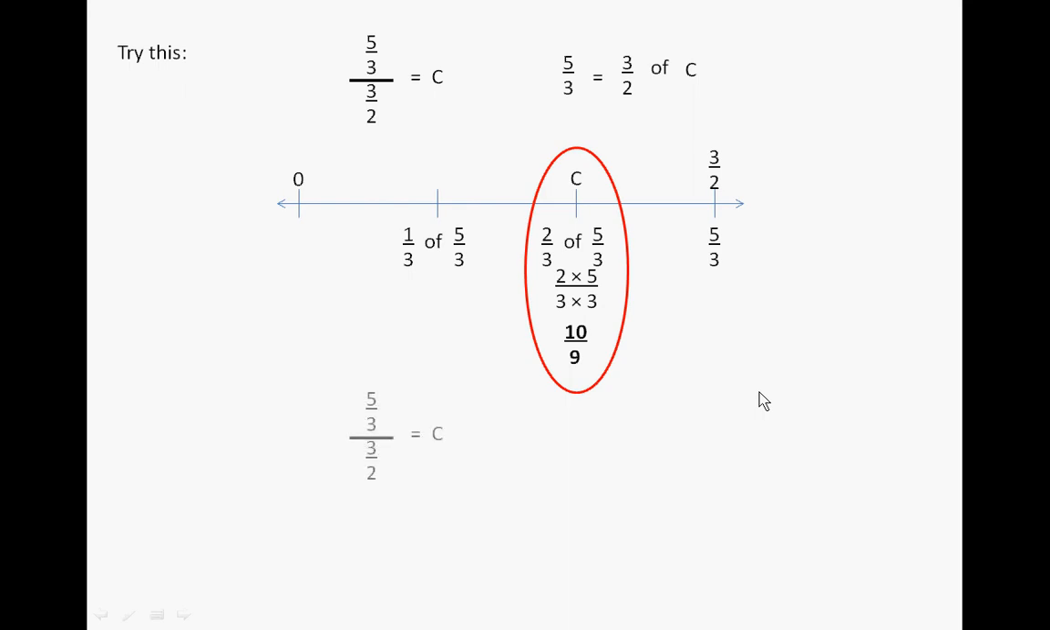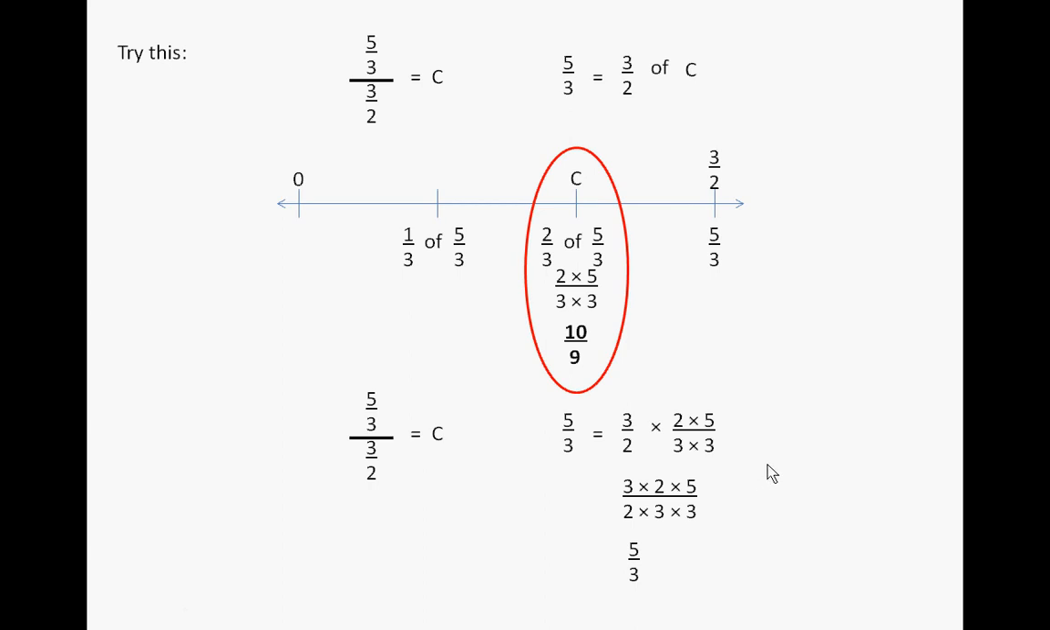And to make sure that this works, 5/3 divided by 3/2 equals c. So we're going to replace the c with our 2/3 times 5/3, and we can cancel that out, and we are back to 5/3.